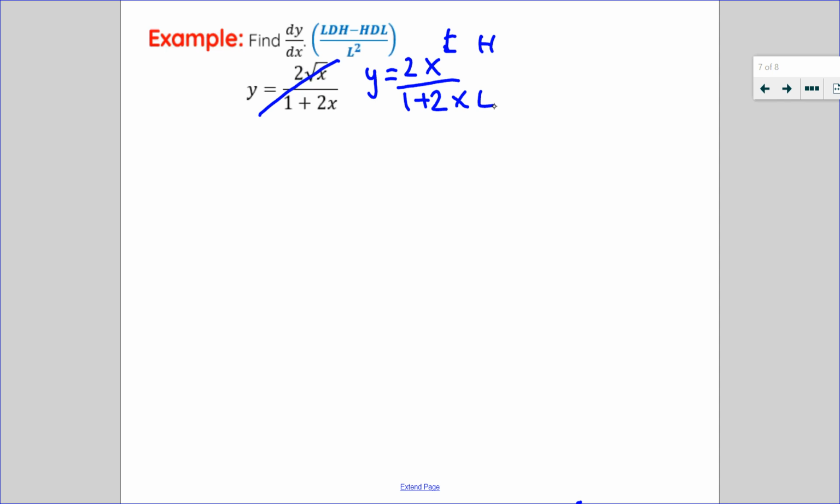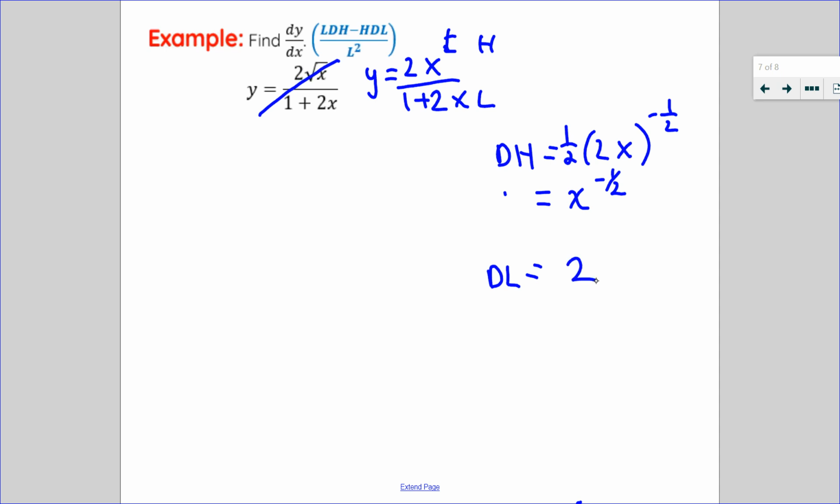So on the side here, I'm going to do derivative of the high. So that half comes down and is multiplied by the 2x. I decrease my power by 1, so a half take away 1 is negative a half. Let's just tidy this up a little bit. So half of 2 is just 1, so I have x to the negative a half. Let's look at the derivative of the low now. So 1 plus 2x, the derivative is just the number in front of x, which is 2, the slope of the linear function. Okay, so since I started with y, my derivative will be y prime.